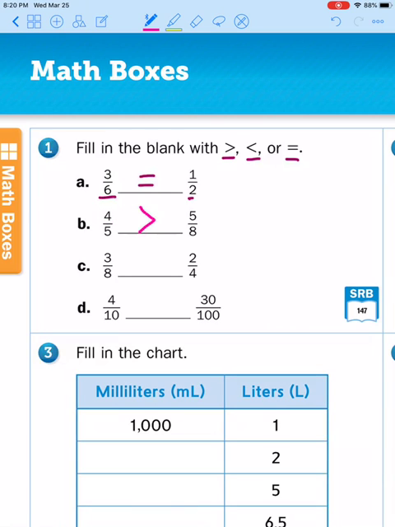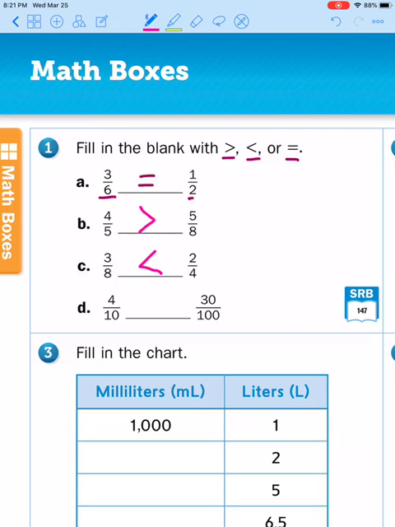Let's look at C. Is 3/8 greater than, less than, or equal to 2/4? Well, I know 3/8 is pretty far from that whole of 8/8 because 3 is less than 8. And then for 2/4, I know that 4/4 would be the whole. So 2/4 is pretty close. It's about halfway, 1/2. So 3/8 is less than 2/4.